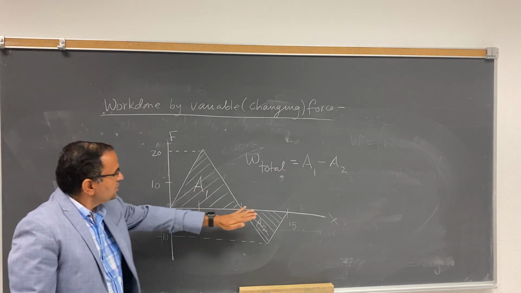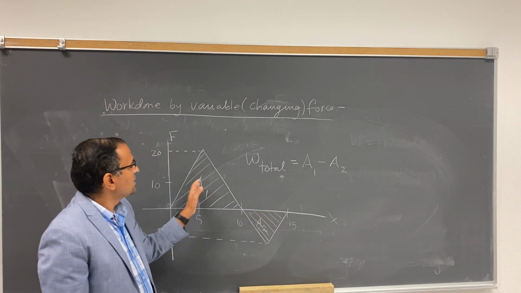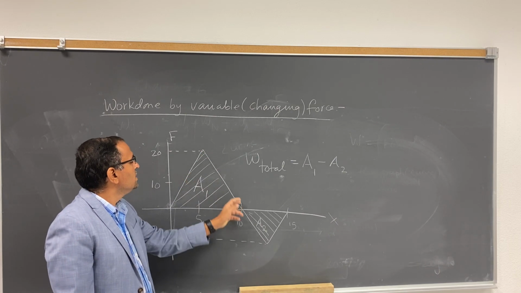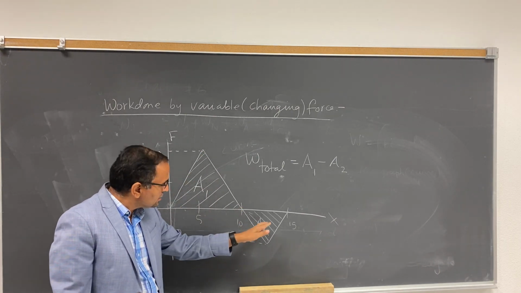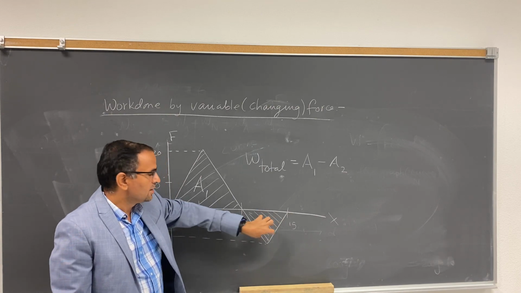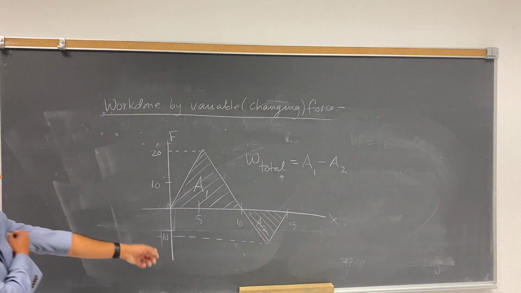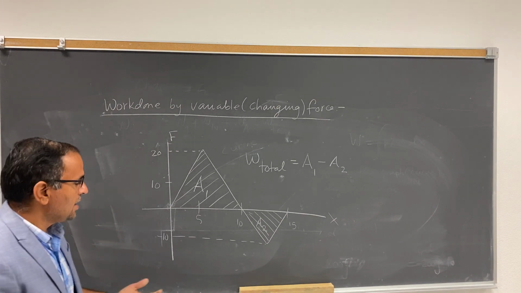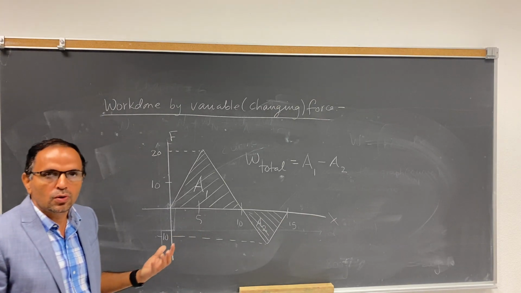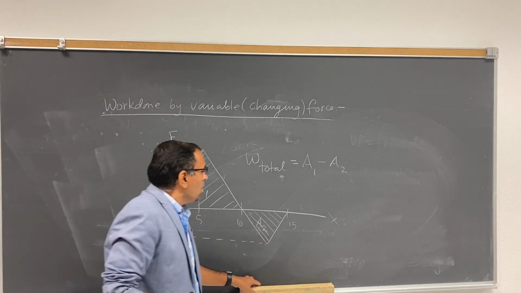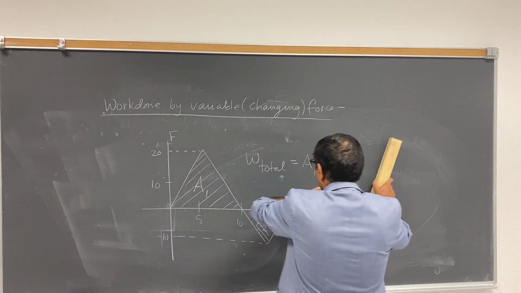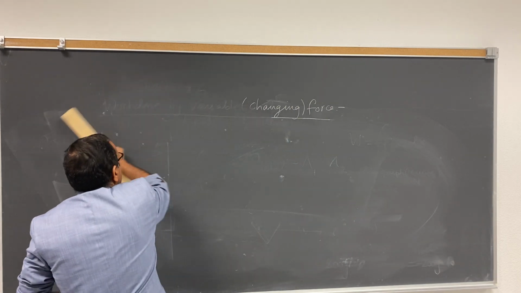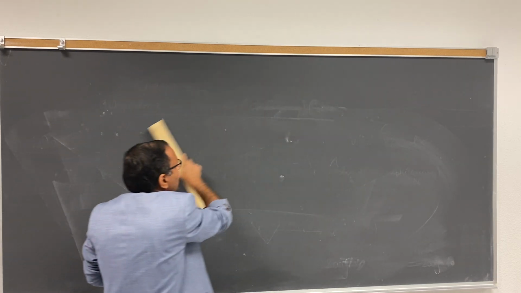Okay, if you don't have this portion, then in that case, simply the area is this triangle only, and work done is only the area of this triangle if there is no little triangle there. So again, for the work done by a changing force, you need to use the graph. That's what you need to know. Okay, so that is all about the work done. I think this is pretty simple, but you have to do many problems.